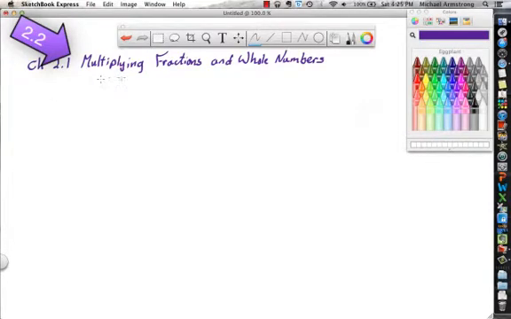Okay, here we are getting ready to multiply fractions and whole numbers. For instance, we might have 1/2 times 3. You need to understand that multiplication is addition over and over again, repeated addition. So this is the same thing as 1/2 plus 1/2 plus 1/2. We have 1, 2, 3 times we're adding 1/2.